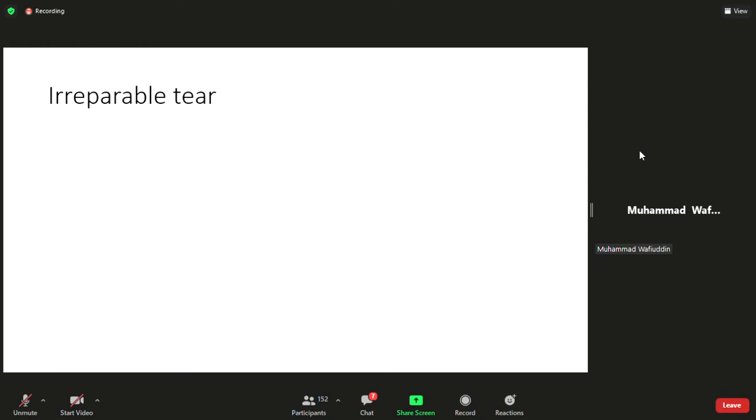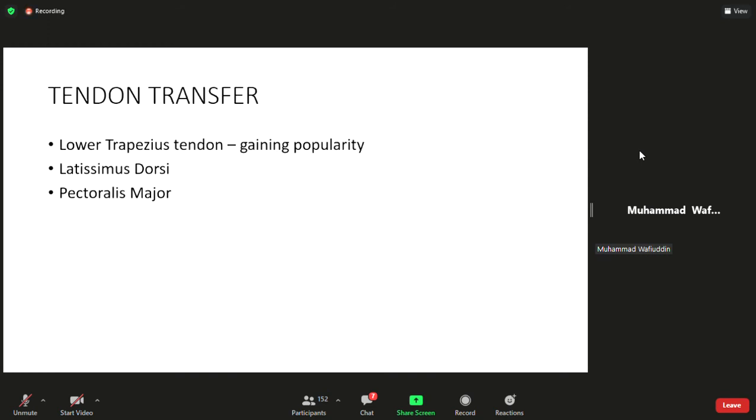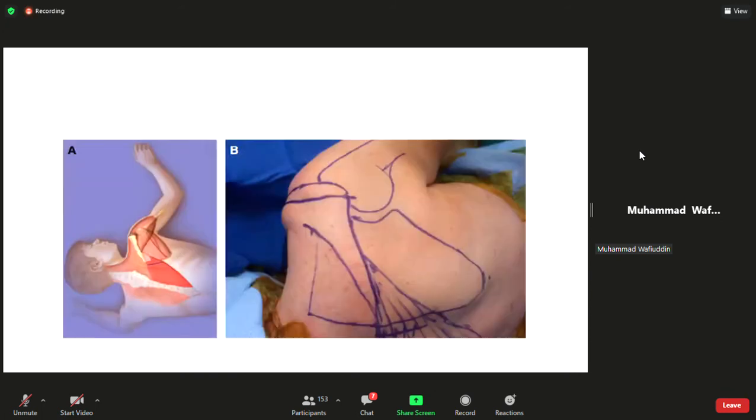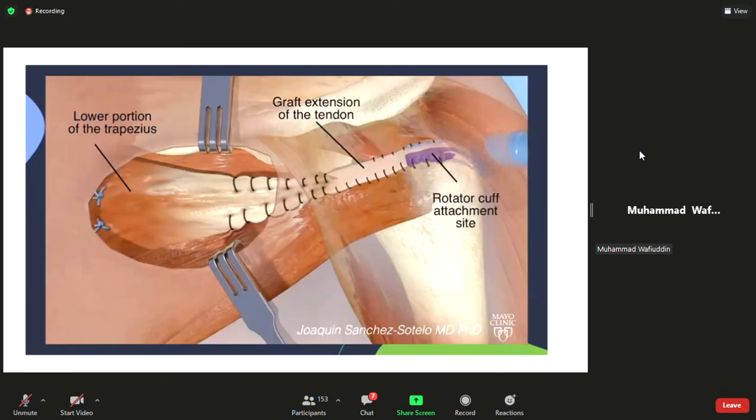And for irreparable tear, which is a massive tear, the option is tendon transfer, such as the lower trapezius tendon, latissimus dorsi, or pectoralis major. Okay, this one is the lower trap. This is how they mark pre-operatively. Okay, this is how they open and they transfer the muscle to the rotator cuff.